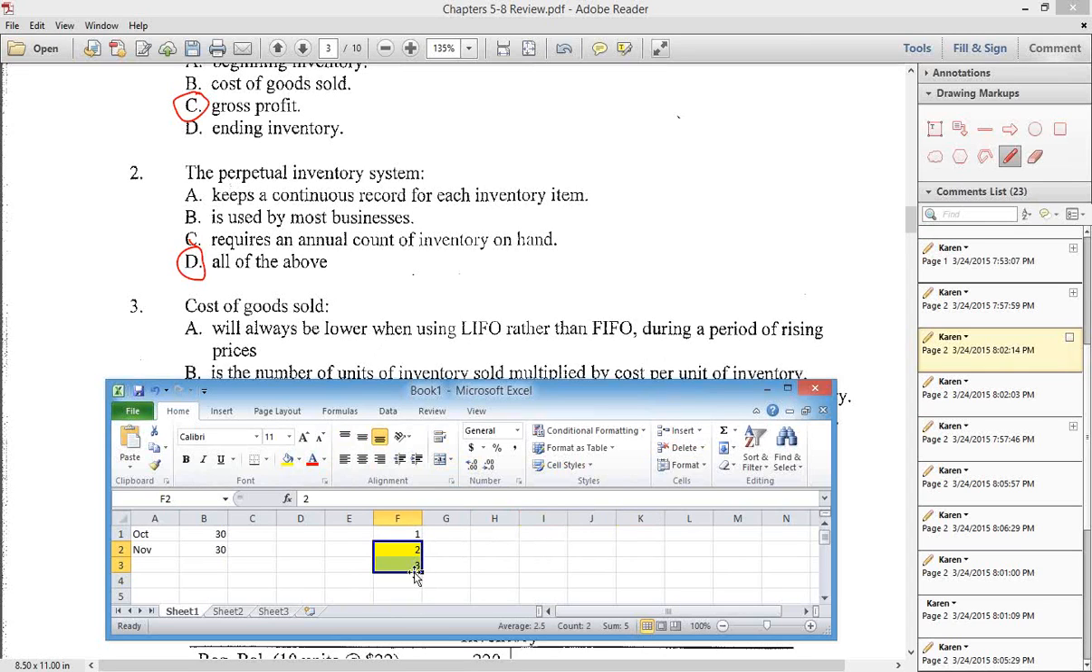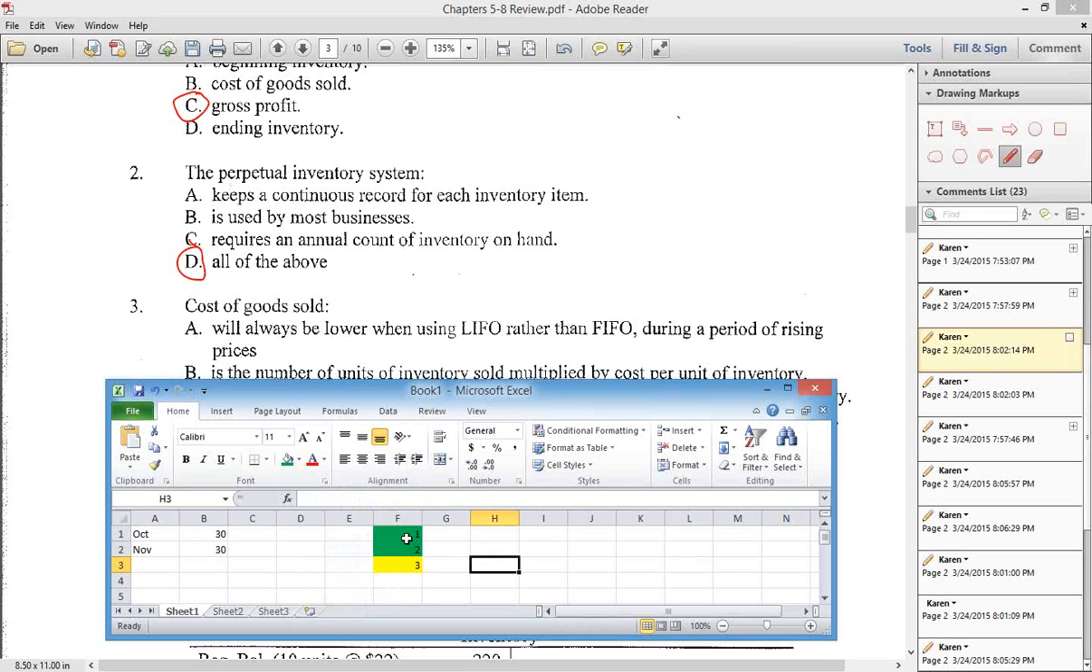My cost of goods sold would have been $5. If I was using FIFO, I would have sold these 2, and my cost of goods sold would have been $3. Okay? If it were asking me my ending inventory instead of cost of goods sold, A would have been the answer.